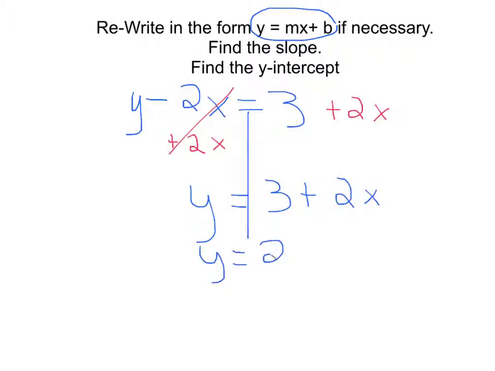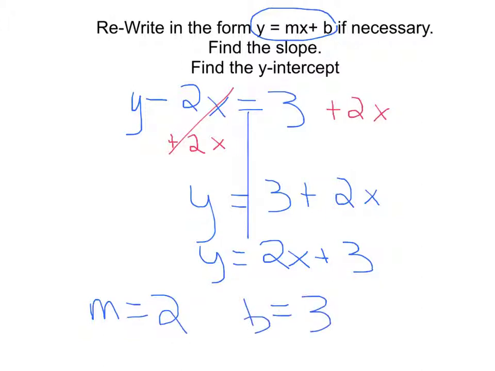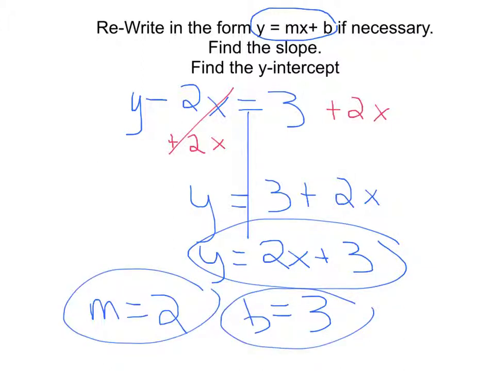so 2x plus 3, and then we state that our slope is 2 and our y-intercept is a positive 3. Rewrite it and then state your slope and y-intercept.